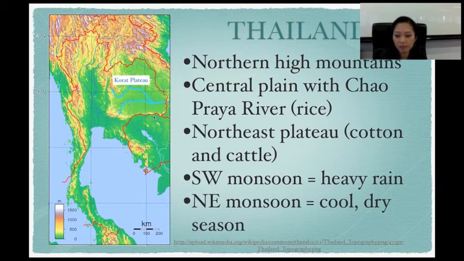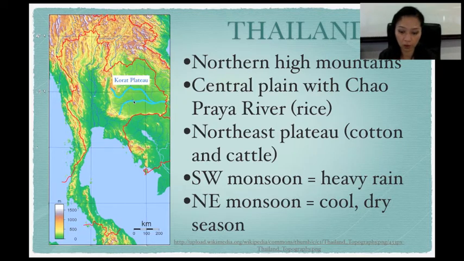Thailand is influenced by the southwest monsoon, which comes from this area. The southwest monsoon results in heavy rains during June to September, and by the northeast monsoon as well that blows from China, making the area cool and dry during November to February.